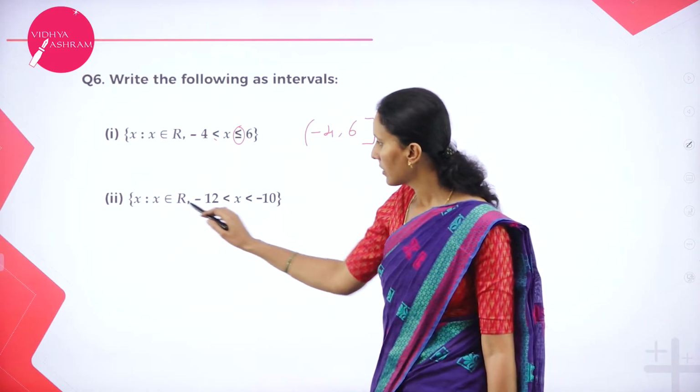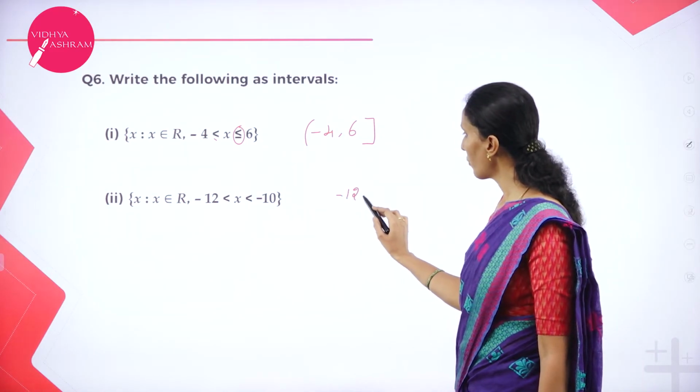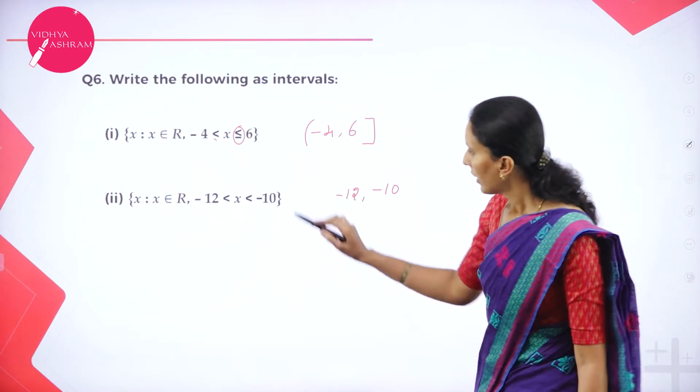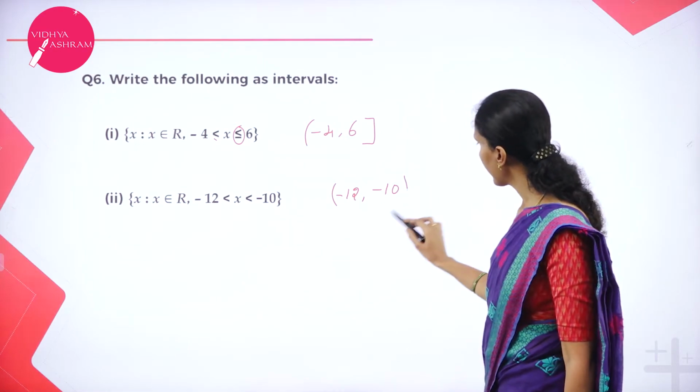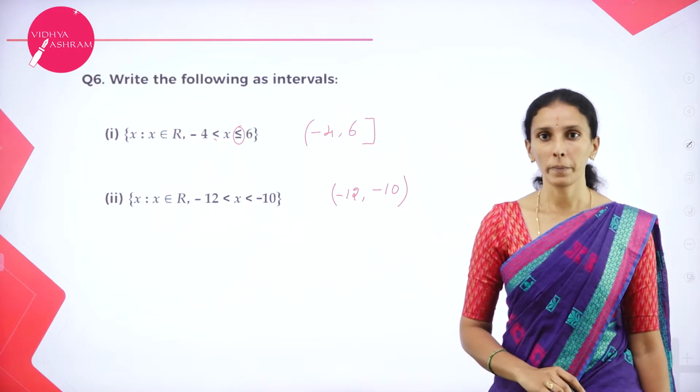Next we come across minus 12 less than x less than 12. We have the numbers minus 12 and minus 10. Is it open or closed? Minus 12 is strictly less than, so open. Minus 10 is also strictly less than, so open. That means you are excluding them. So this is an example of an open interval.